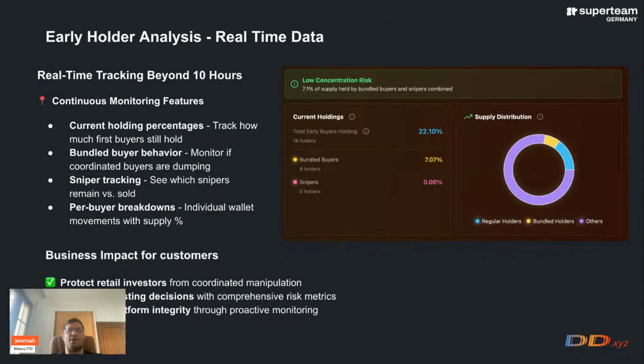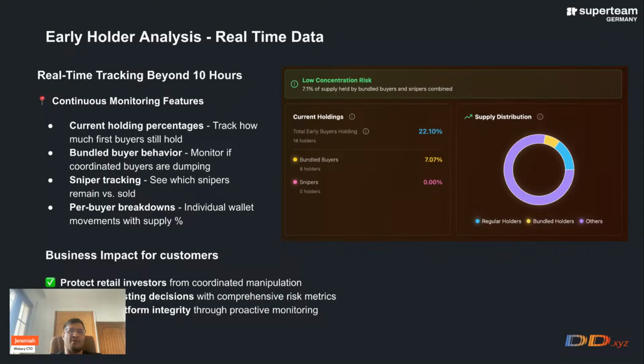We have continuous monitoring features: current holding percentages, how much the first buyers still hold, bundled buyer behavior, monitoring whether coordinated buyers are dumping, sniper tracking to see which snipers are still there or have sold, and also pre-buyer breakdowns, individual wallet movements with supply percentage.